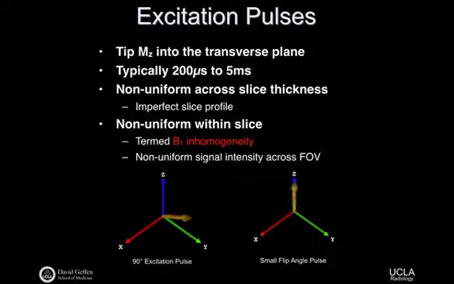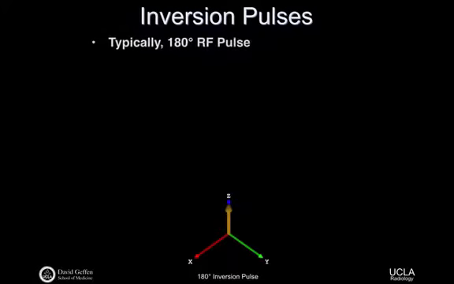We need to keep going again. We haven't gotten to this yet either, but every time we excite with RF energy, we only get a little bit of our imaging information, and we need lots of little bits to build up an entire image. We also have so-called inversion pulses. Inversion pulses are nominally called 180-degree pulses, and you'll see more about this in the diagram down below.